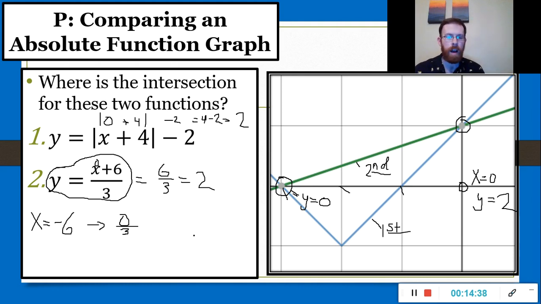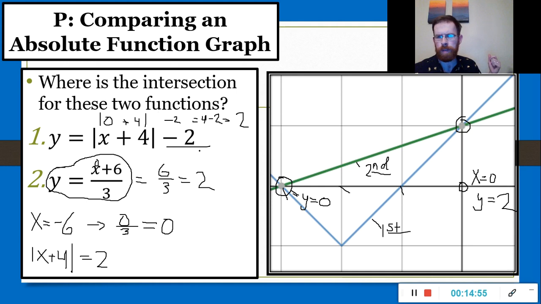Alright, so, that's definitely equal to 0. That's good. But how are we going to make the other one equal to 0? Well, let's do some opposite operations. X plus 4 is equal to a positive 2. Mr. K, how'd you get that? Well, I just added 2 to both sides. Well, that means x plus 4 is equal to a positive 2, but it's also equal to a negative 2.